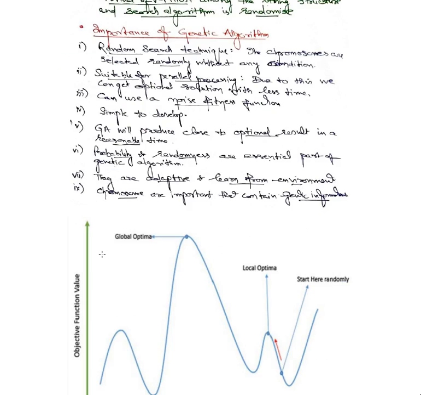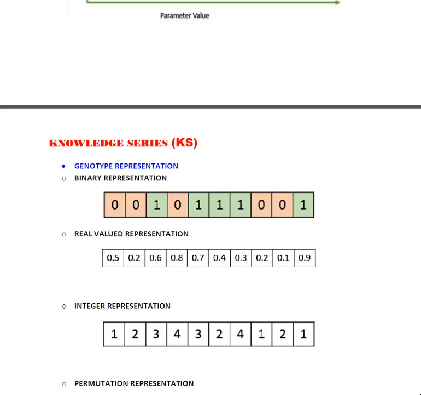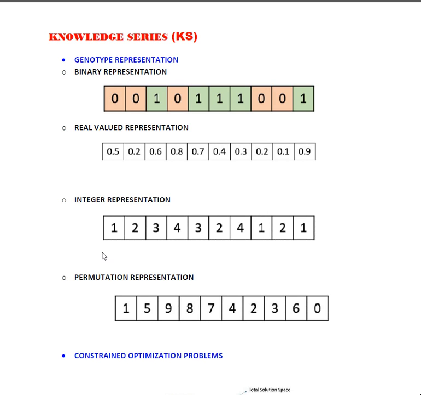Now we go further. You may be recalling that we have talked about a genotype and a phenotype. The genotype is the population in a computational space, and in that computational space we try to put in a phenotype, and the phenotype is the population in the actual real world solution space. That is what we have already discussed.